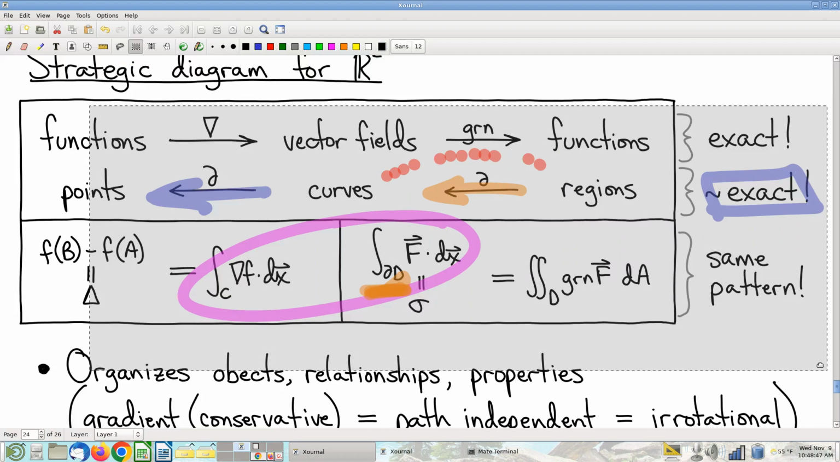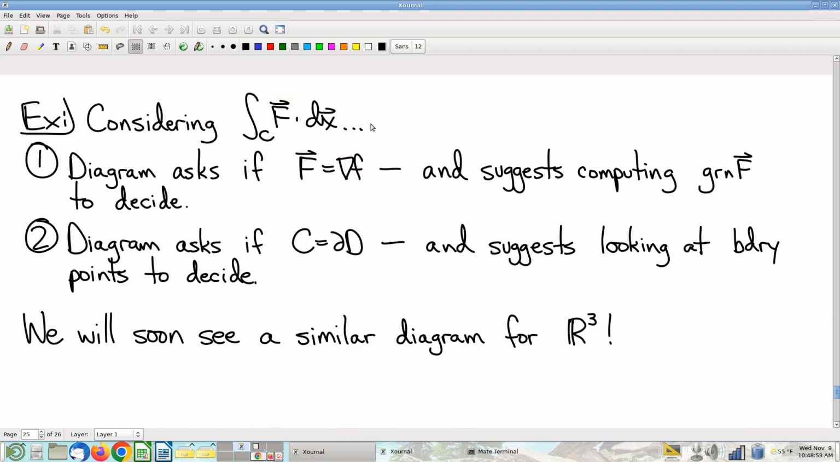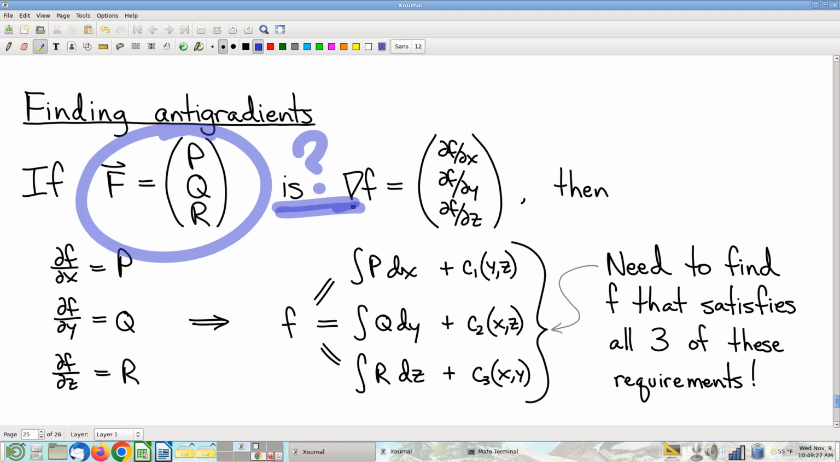I hope that'll be useful. And now we come to the question that's been looming over our heads this whole time. How do we find these anti-gradients? There have been a couple of examples we've done so far where I've just produced an anti-gradient. Just like, yeah, there you go, there's our anti-gradient. How does one do that in practice if you can't just look at it and see it? So here's the idea. If I have a vector field and I want to know, is that vector field a gradient?